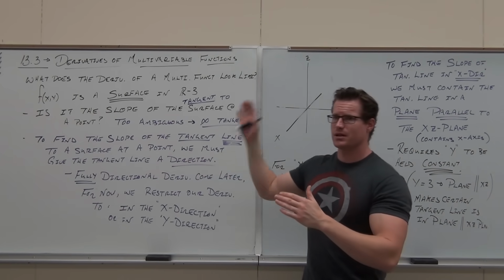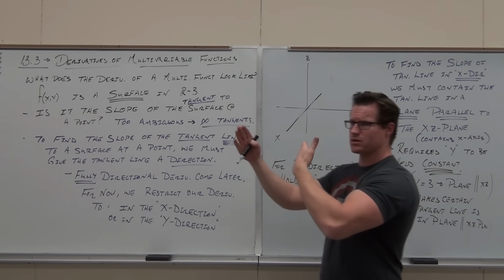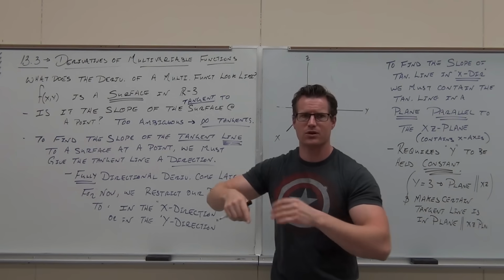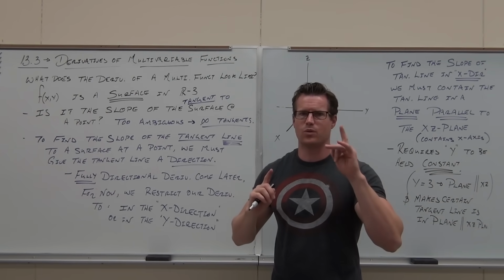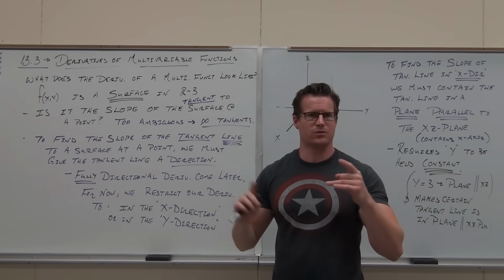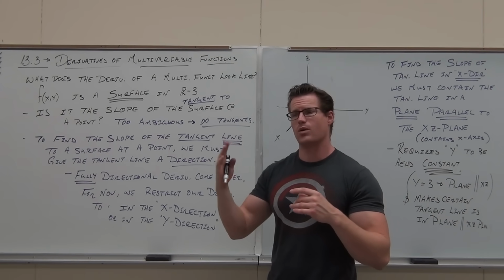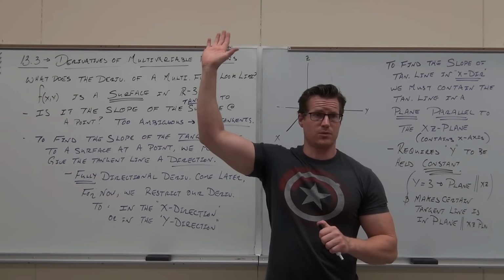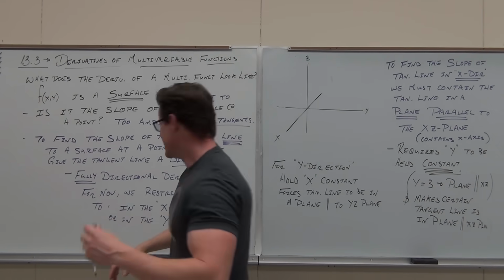How do we do it? Restrict it, plane in the x direction or plane in the y direction. That creates a level curve, the slope of a curve. There's only one slope of a curve at a point. That's what we're doing. We're creating level curves parallel to an xz or yz plane. For real, show of hands, feel okay with it? Okay. Now this idea.